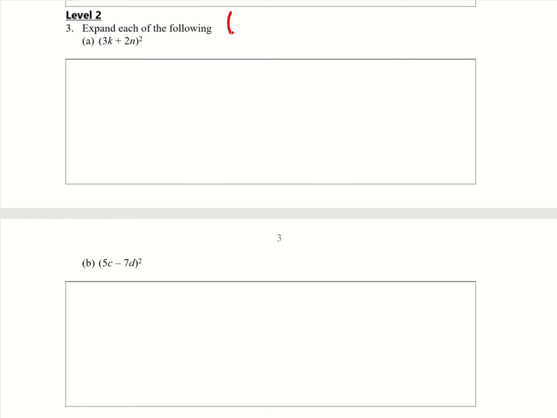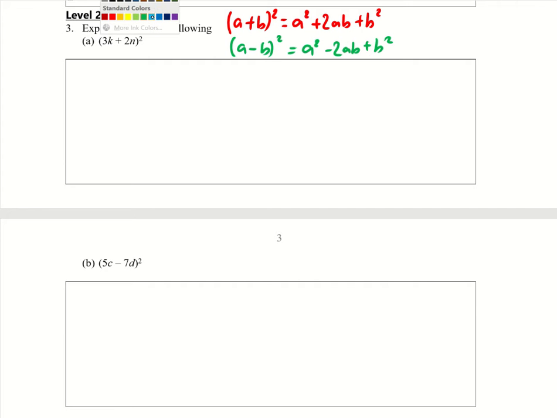So we have a plus b the whole thing square is equals to a square plus 2ab plus b square. Continue to say this to yourself so that you can remember it. Then we have the second algebraic product. If I have a minus b the whole thing square, I will have a square minus 2ab plus b square. And if I have a plus b and a minus b, I will have a square minus b square.